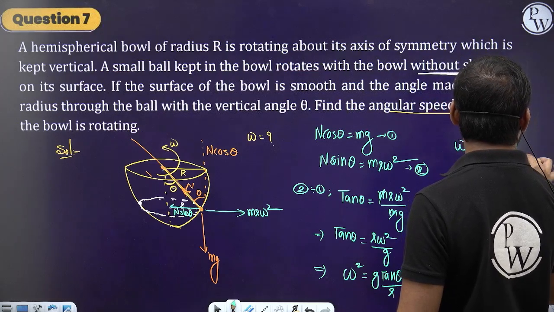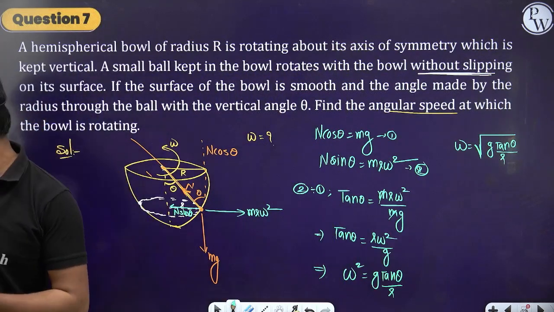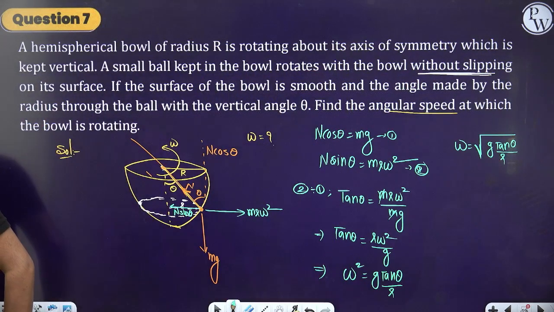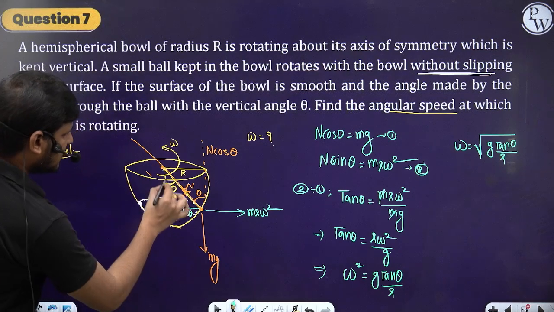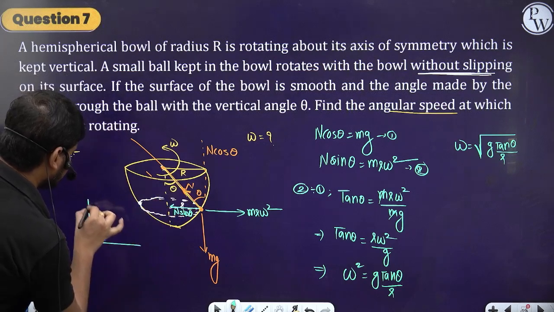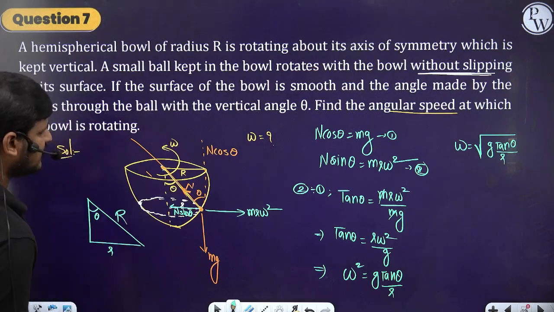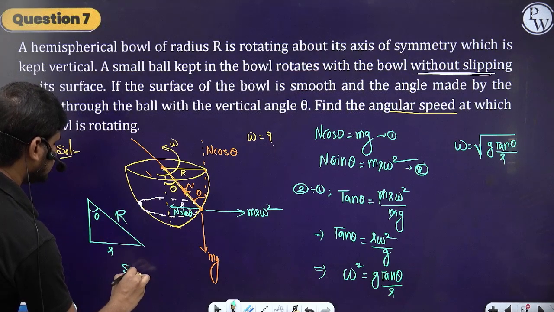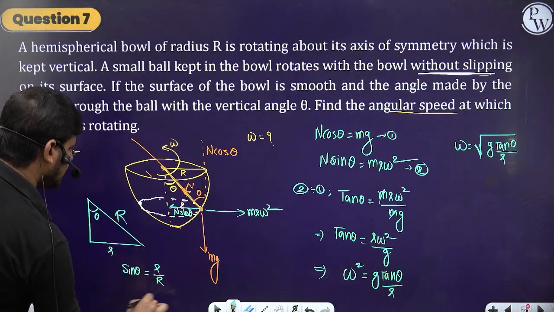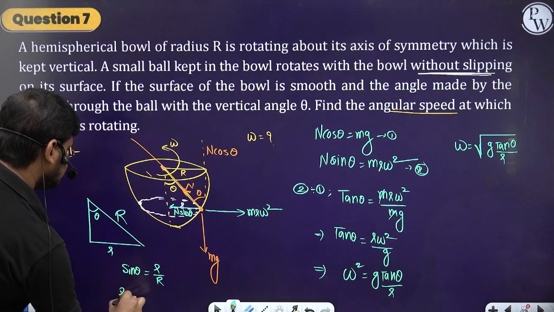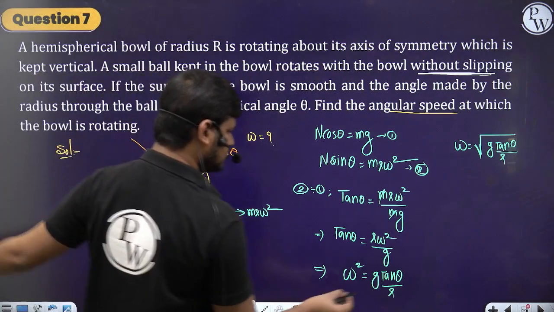So if you want, you can write this small r in terms of capital R. How can you write that? So just use the basic mathematics, guys. So this is the radius R, and observe this triangle. This angle is theta. So this is small r. This is capital R, right? So from here, sin theta is equal to opposite by hypotenuse, small r by capital R. From here, small r is equal to R sin theta.